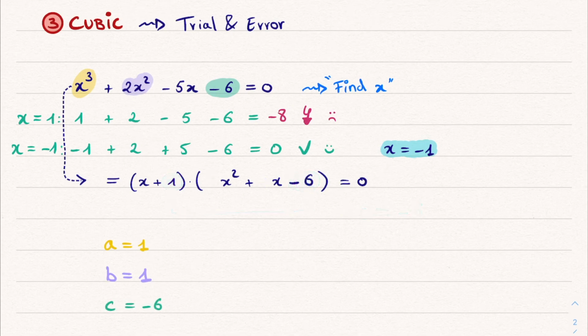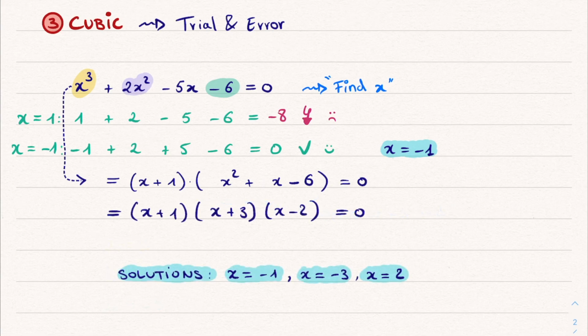So now to find the last two values of x that make this product 0, we need to solve this quadratic equation, which is much more straightforward to do. We find solutions minus 3 and 2, and therefore our third order equation can be factored into (x plus 1) times (x plus 3) times (x minus 2). And the solutions therefore are minus 1, minus 3, and 2. And this concludes our recap.